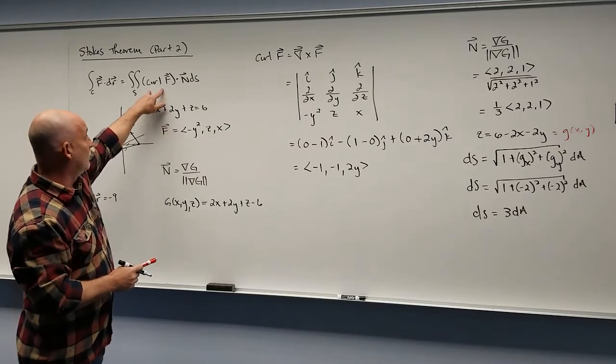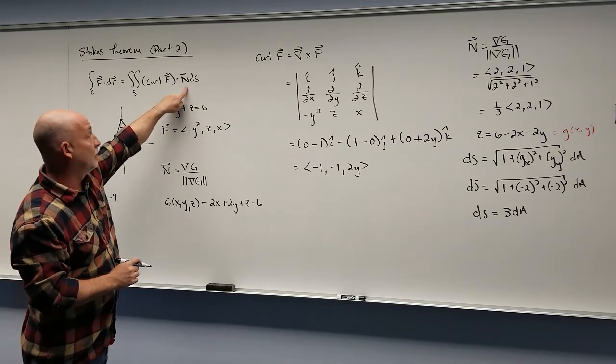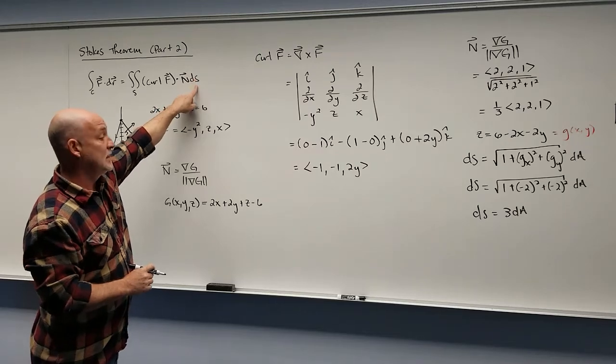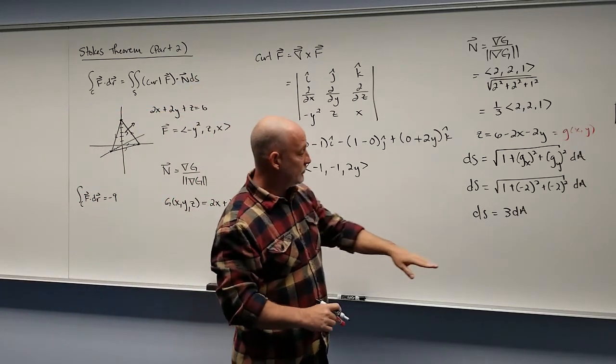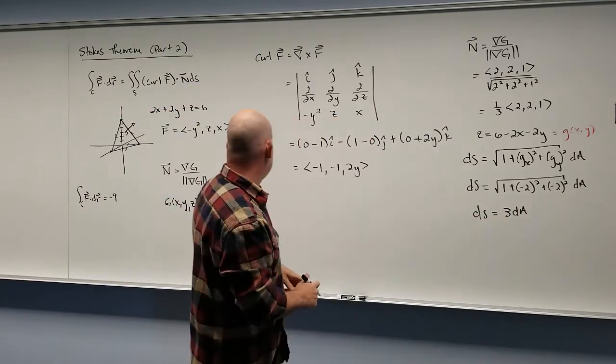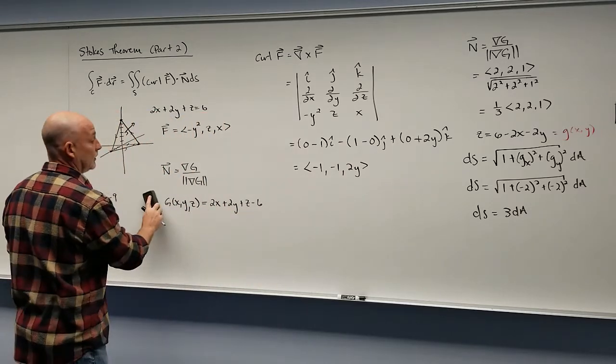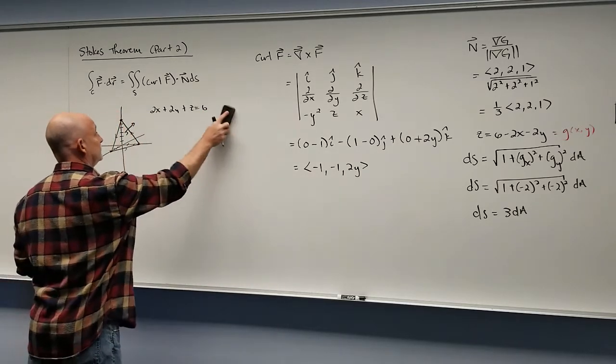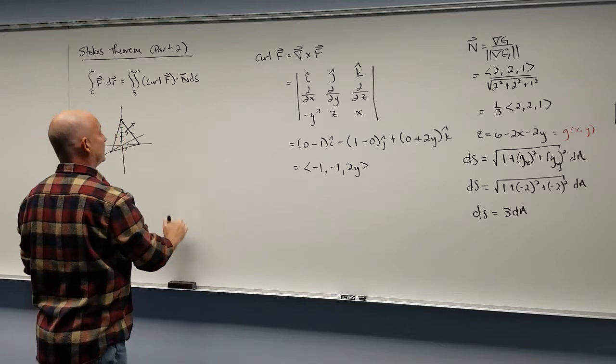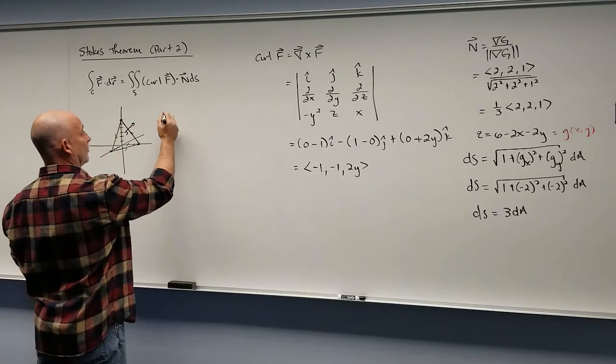We have our curl, we have the normal vector we want to use, and we have dS. The only thing last, that we're going to see in a second, is we've got to figure out what A is. So I'm going to go back over here and see if we can set this up. I'm going to try to squeeze it right here to give us a little bit more room.